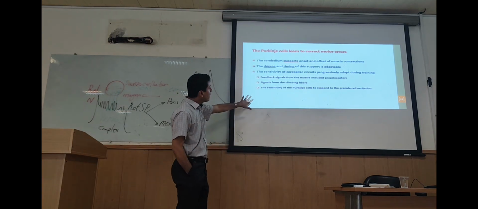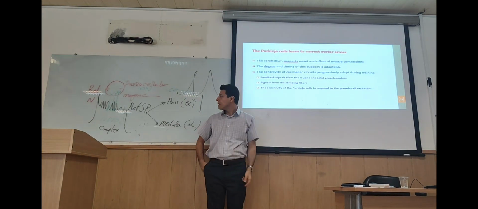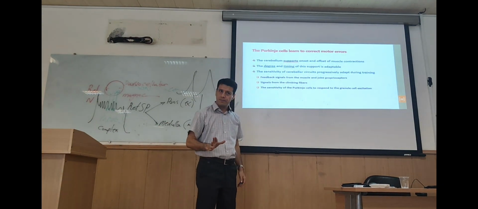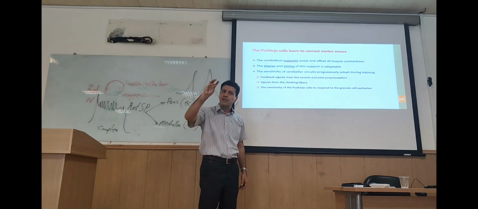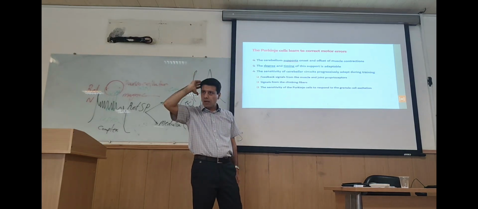Okay? For learning this movement, the climbing fiber is very important, and the complex spike has a main role. So the climbing fiber can change the sensitivity of the synapse between the Purkinje cell and the granular cell. Okay?